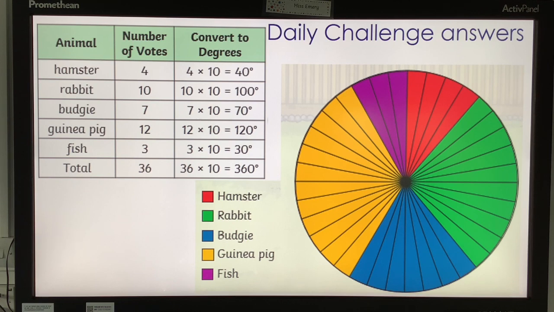So if you've got a 360 degree pie chart, let's recap quickly. How do we work out how to put that into our pie chart? You know that you've got 360 degrees in total. You look at how many votes or animals or whatever it is, the total of your data, how many of those votes, animals, crisp packets, whatever it is, you have, and you divide 360 by that number. So we did 360 divided by 36, and that gave us 10. And that tells us what each one piece of data is worth in degrees. We were then able to times that by 4 for our 4 hamsters, and we got 40 degrees.